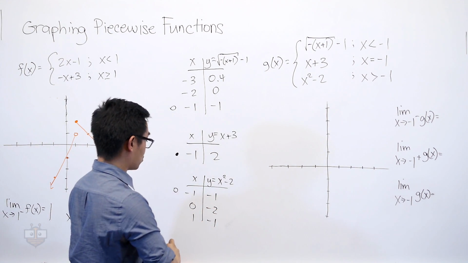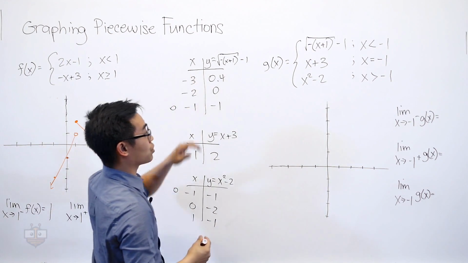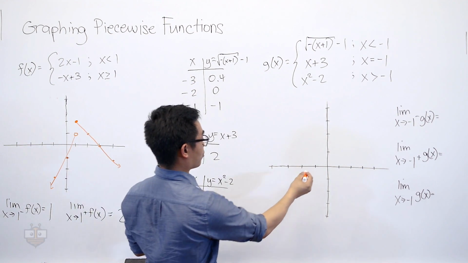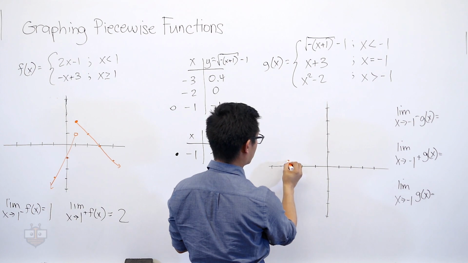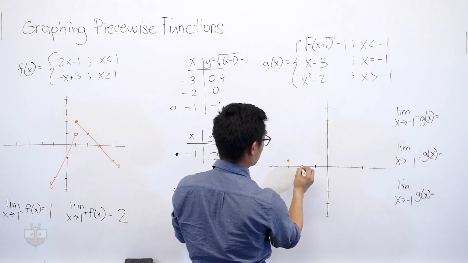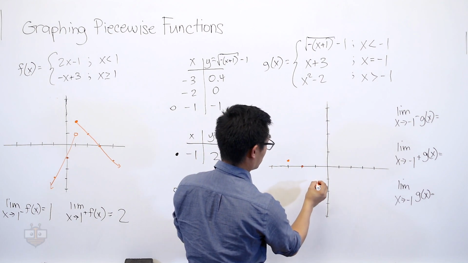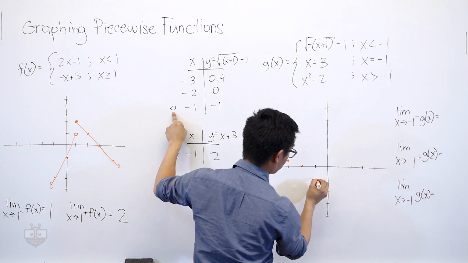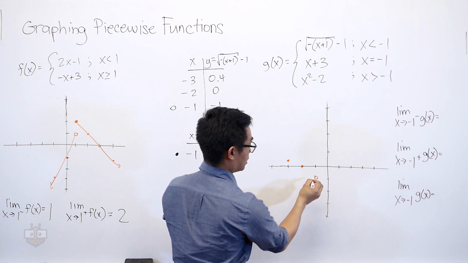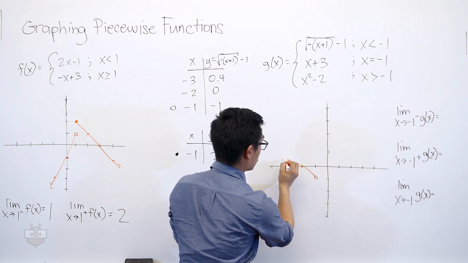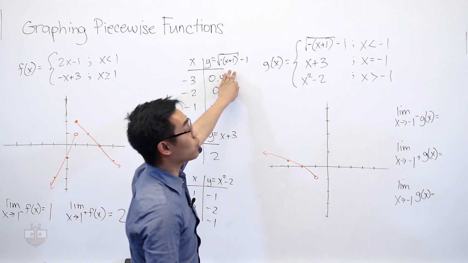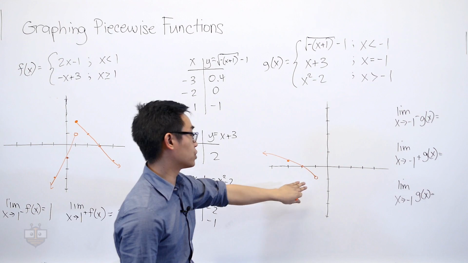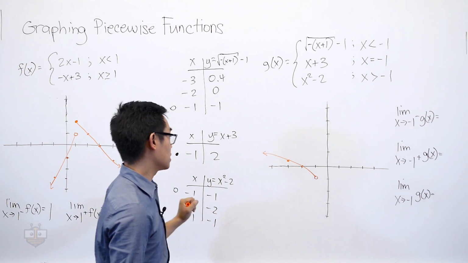So if we were to plot these ordered pairs, let's plot the root function. At -3, 0.4, that's about here, -2, 0, and -1, -1. Now, because there's supposed to be a hollow dot here, I'll plot a hollow dot. And then we know that it goes all the way to the left. And remember what type of function it is. It's a root function, so that's how you should be connecting your dots.